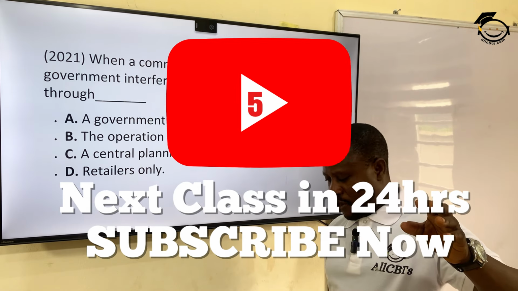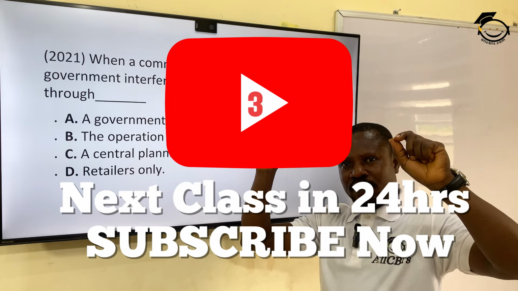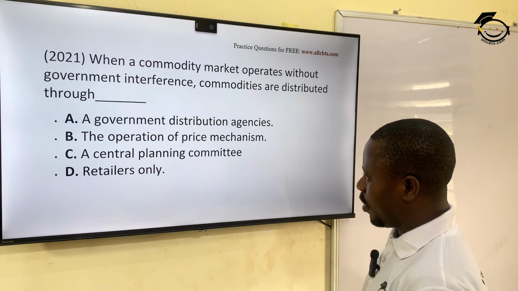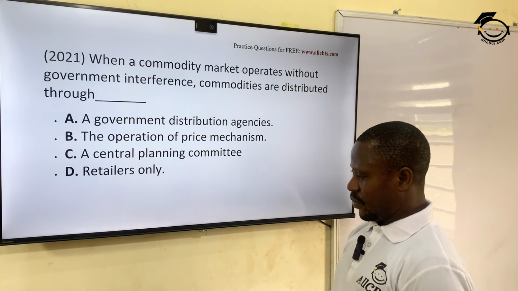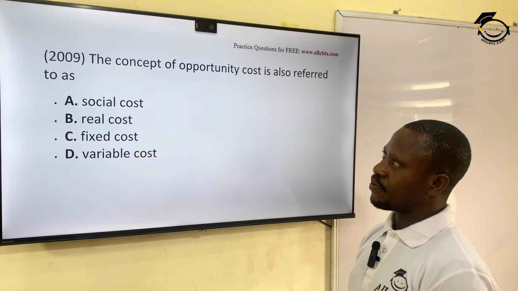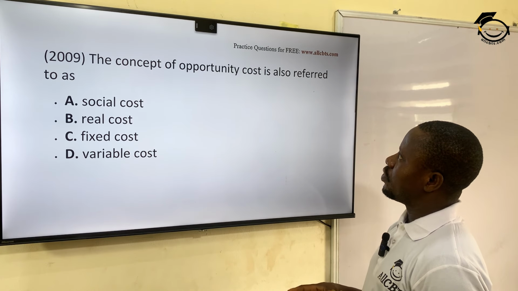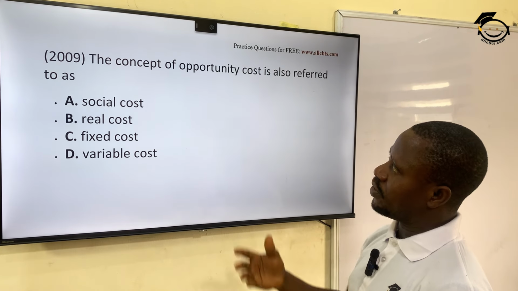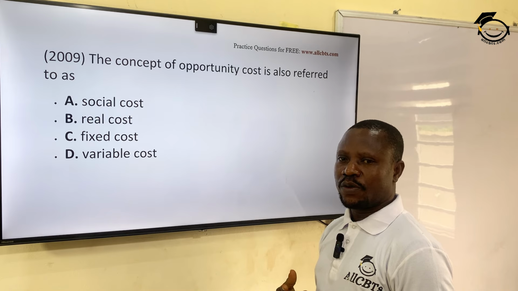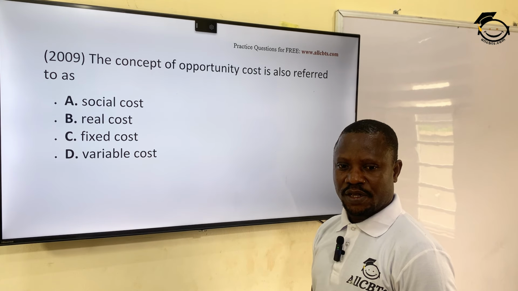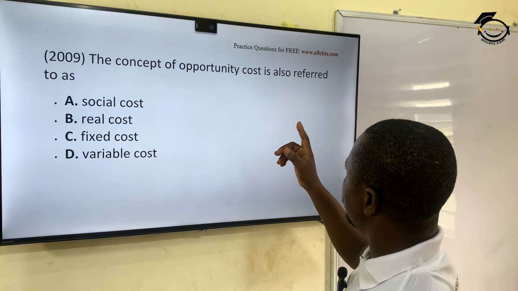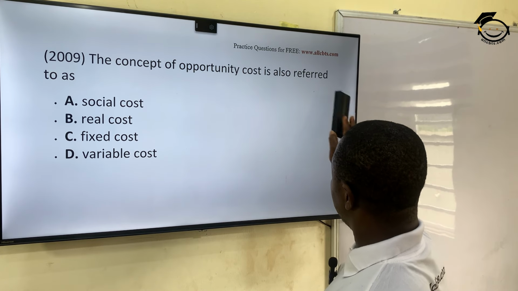In economics we call them the invisible hands in the market that determine the price, which is what? The demand and the supply. Option B is the correct answer. Price mechanism. The concept of opportunity cost is also referred to as, I already mentioned this earlier, social cost, real cost, fiscal cost, variable cost. The answer is what? Real cost. The real cost, which means the sacrifice you made for your satisfaction.